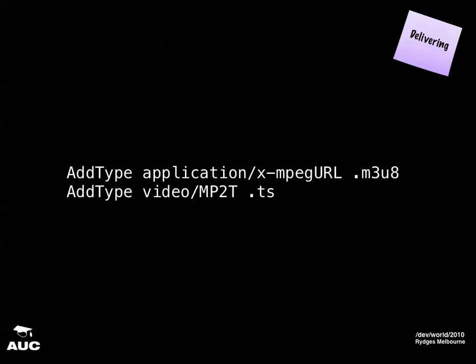So the second details apply to HTTP live streaming, and that is that you need to add the MIME type support for the M3U8 index file, which is an application x-mpegURL type, and the transport stream, which is an MPEG-2 transport stream. So if you add those MIME types to your web server, that's pretty much all you need to do.